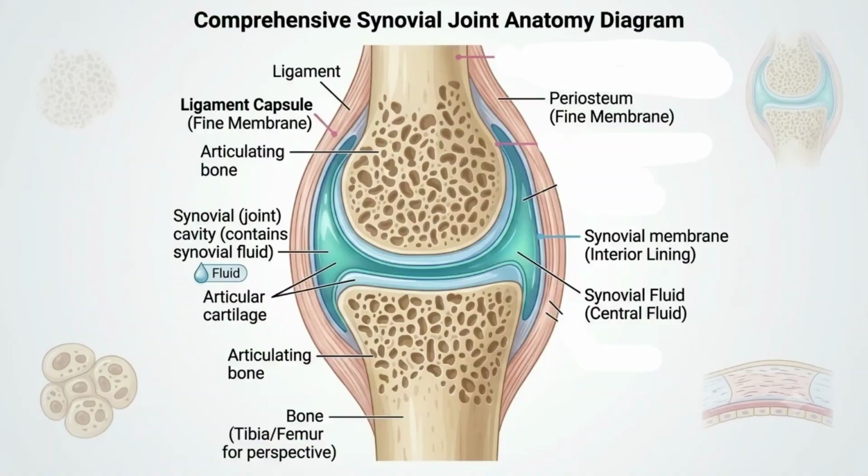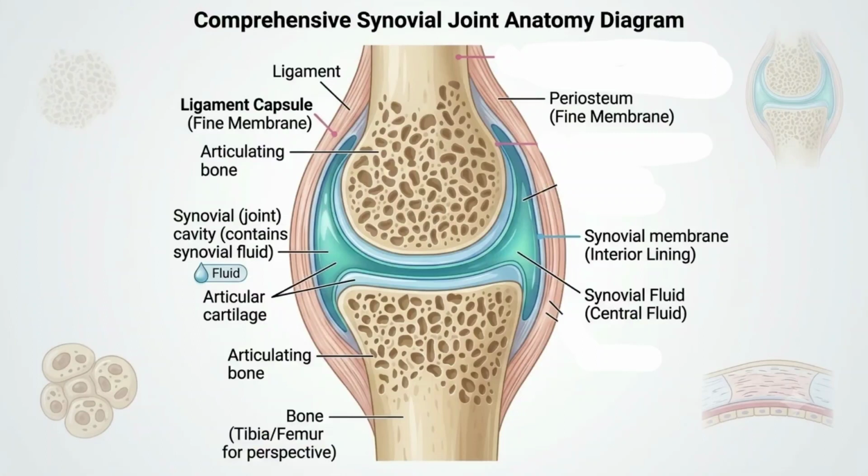A typical synovial joint contains several important structures. These include the joint capsule, synovial membrane, articular cartilage, ligaments, and joint cavity. Depending on the specific joint, additional structures such as bursae, menisci, and labra may also be present. Let's look at these structures individually.